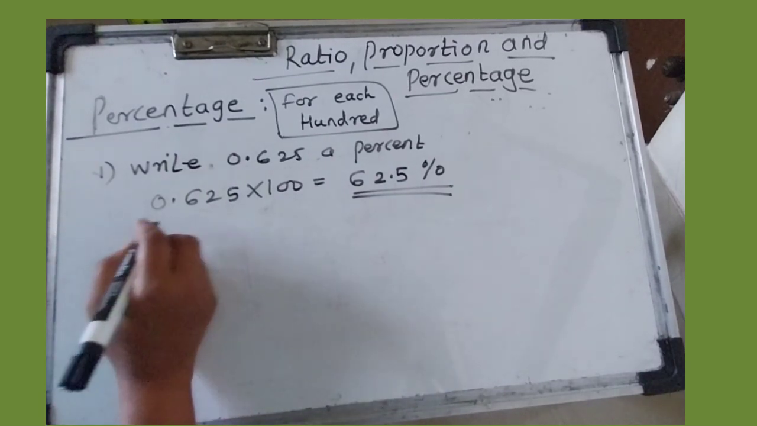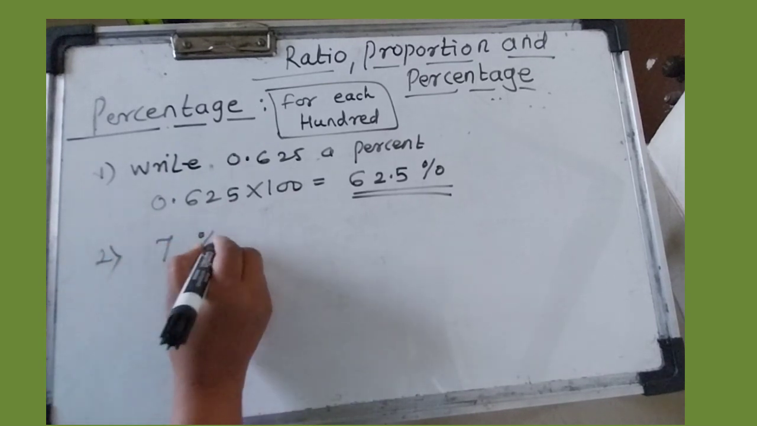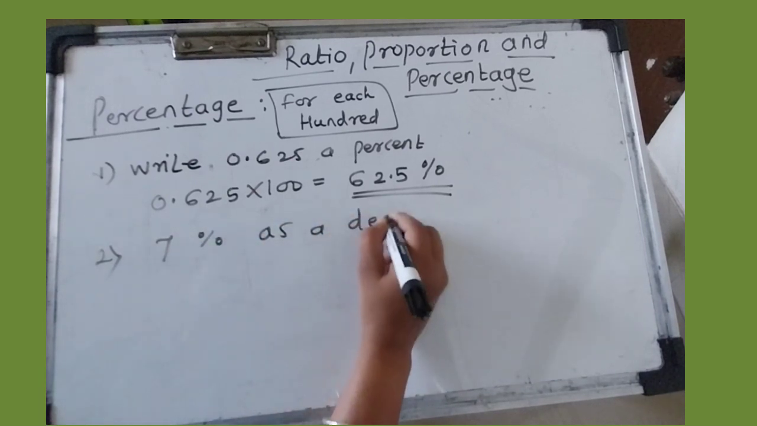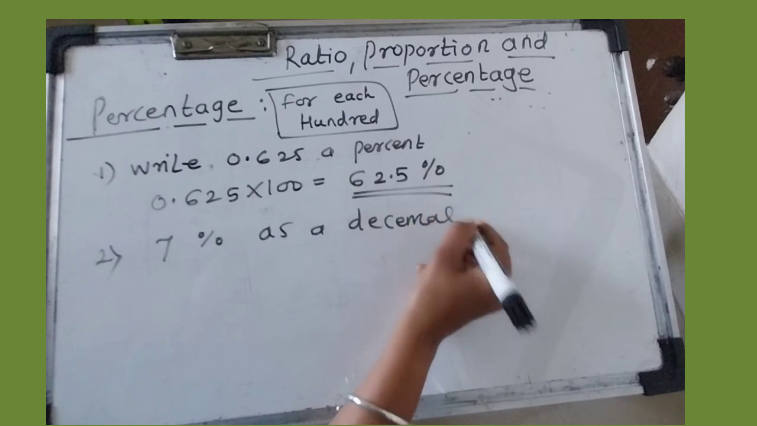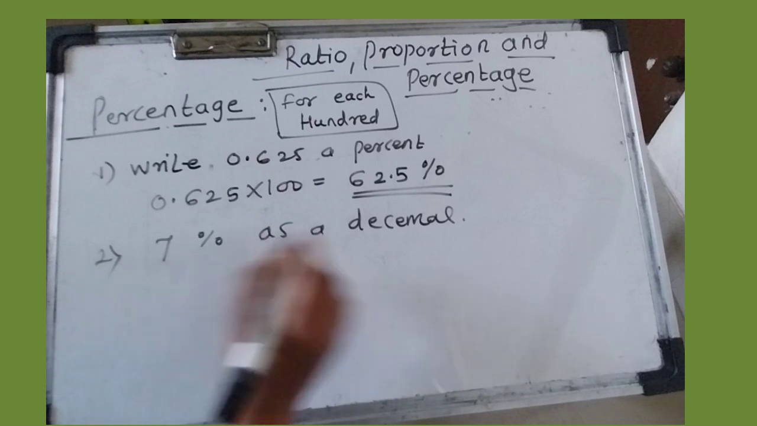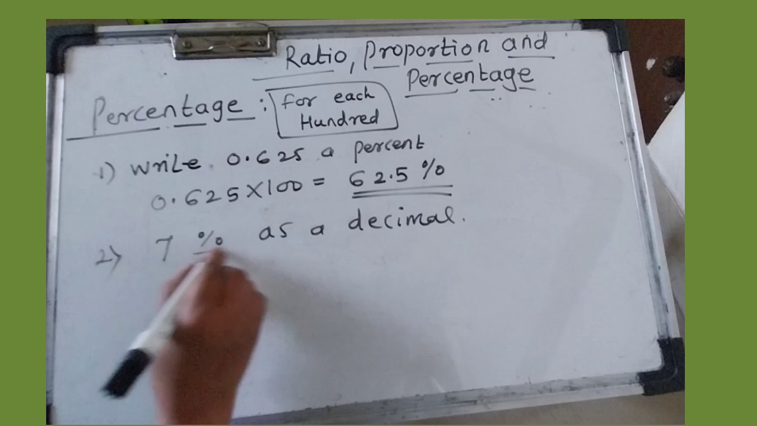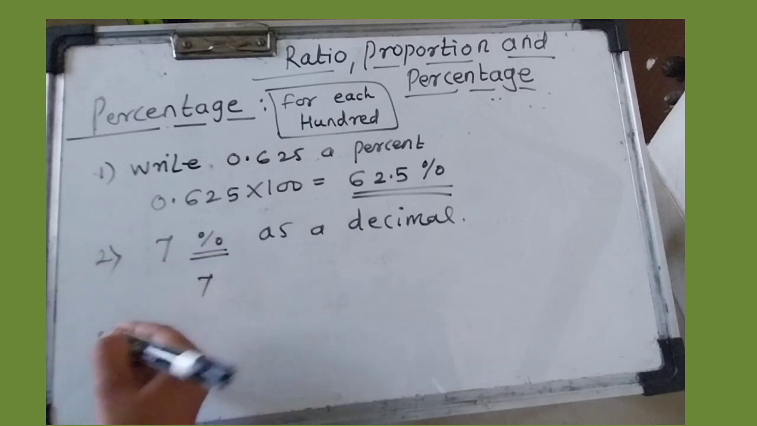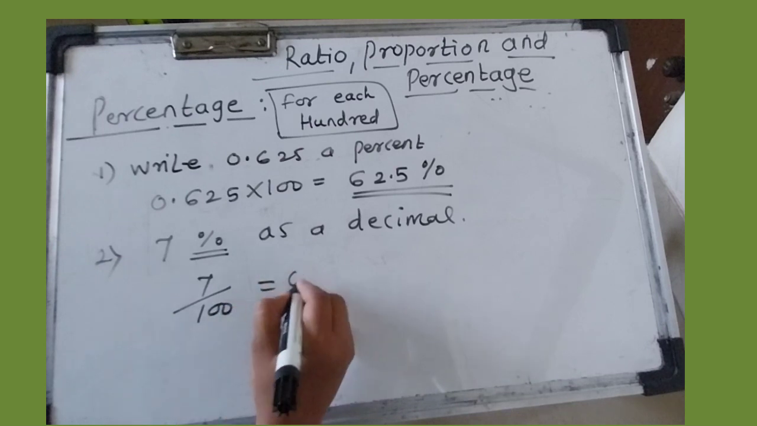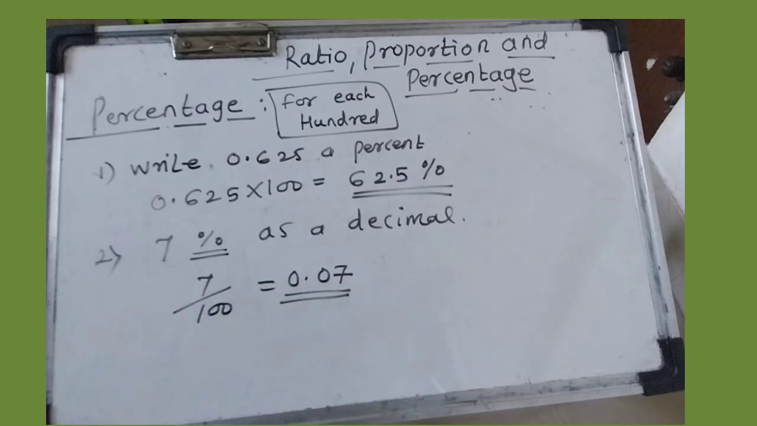Next, suppose I write here 7% as a decimal. So what is our rule? Percent is replaced by upon 100. So I write it as 7 upon 100. So 7 upon 100 is what? 0.07. This is my decimal number.